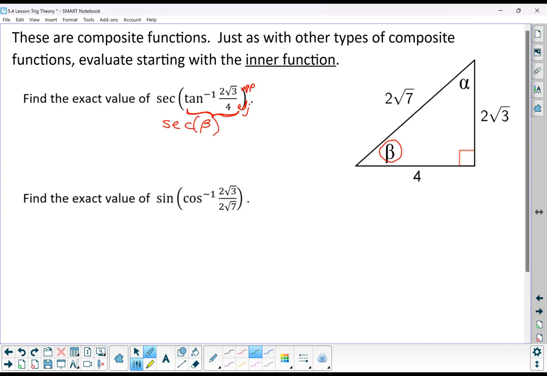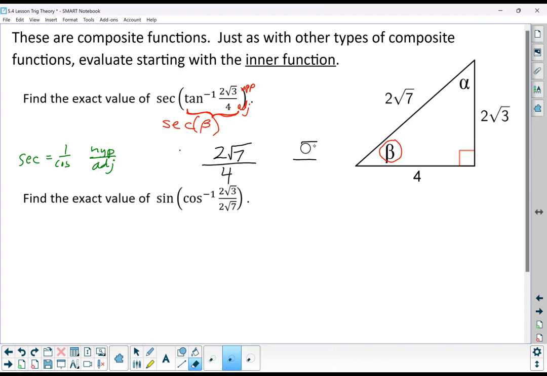Secant is 1 over cosine. So the secant is hypotenuse over adjacent. So the secant of the inverse tangent of 2 root 3 over 4 is the same as the secant of beta, which is the hypotenuse of the triangle divided by the adjacent side of the triangle. That would reduce to root 7 over 2.